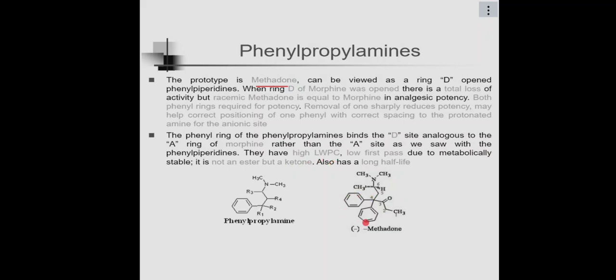You can see they have the two phenyl rings. Also, they have these alkyl groups. Their polar groups are minimal, so they will also have a high lipid-water partition coefficient, and they have low first-pass metabolism because they are not esters. Esters are the ones which have very high first-pass metabolism. They are also stable, as we have said, because they are ketones and not esters, and therefore they will have a long duration of action.